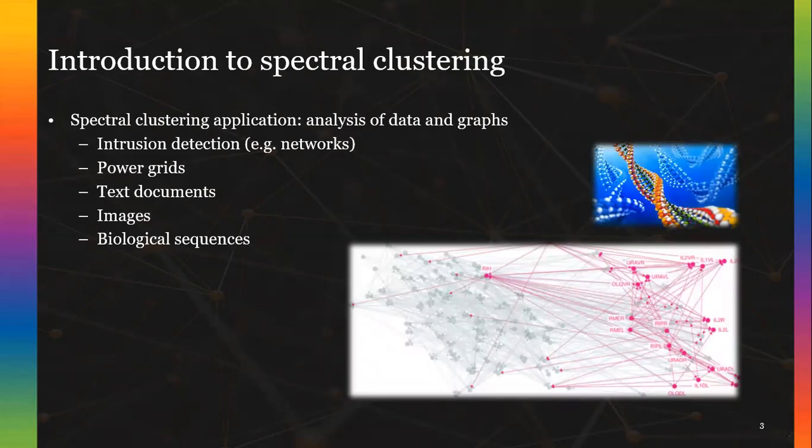So what is the spectral clustering technique and what is it used for? The spectral clustering technique can be applied for the analysis of data and graphs. It has a wide variety of application fields, including the detection of intrusions in computer networks, for example, the analysis of the maps and structures of power grids, the analysis of text documents, pictures, and it was also introduced lately as an efficient technique for the analysis of biological sequences.